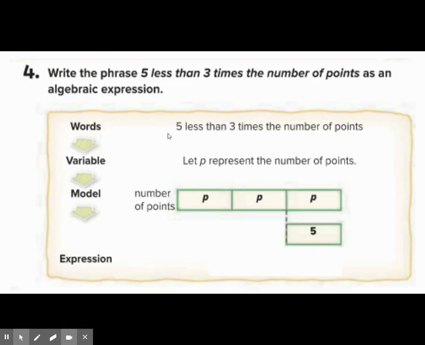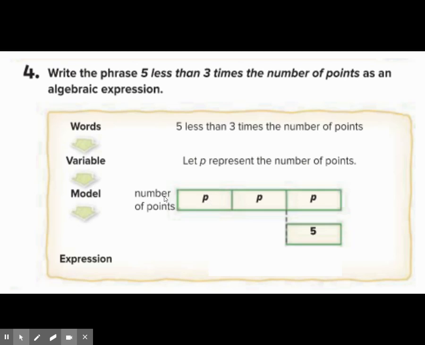So if I think of this in words, it's 5 less than 3 times the number of points. My variable, well, in this case, I'm going to use P as the number of points. And if you aren't sure on the expression, we can write this out as a model. Remember, we need 3 times the number of points, so I could do 3 plus 3 plus 3. We could also write that as 3p in an expression.